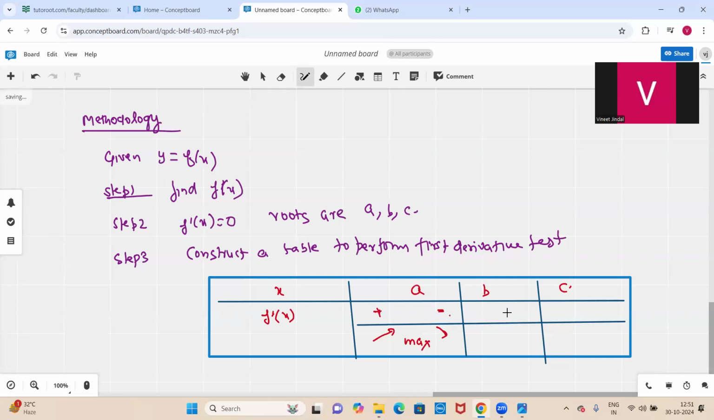It is negative after A. Suppose at B the derivative is positive after B. It goes down and goes up because it is positive. So this is going to be a point of minima.